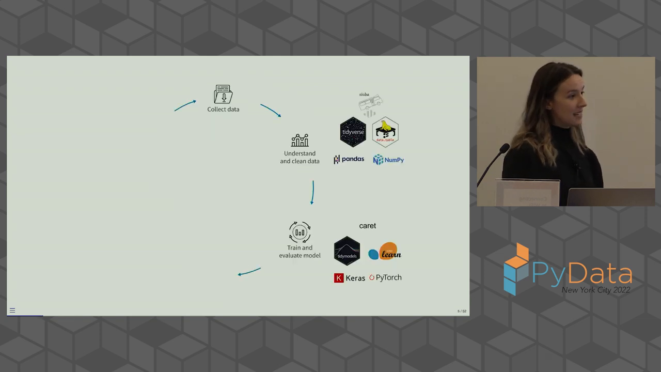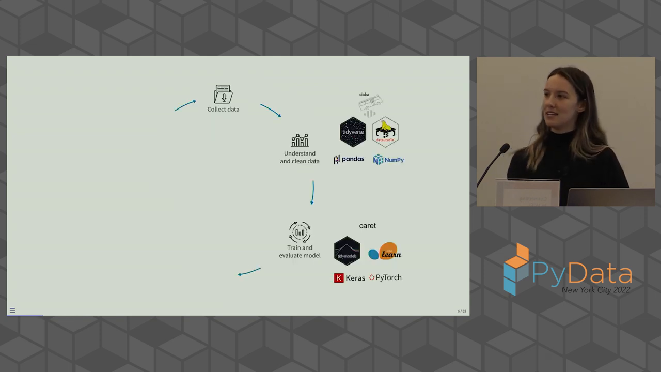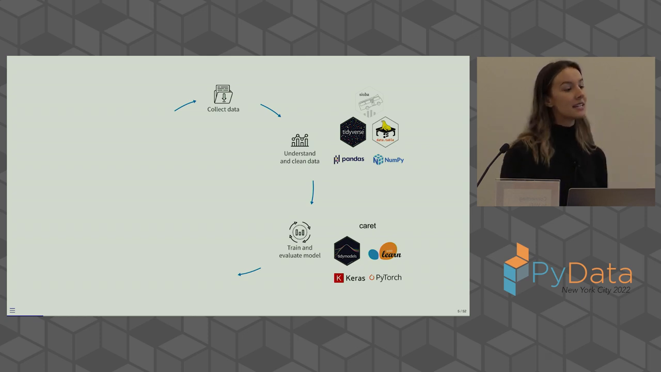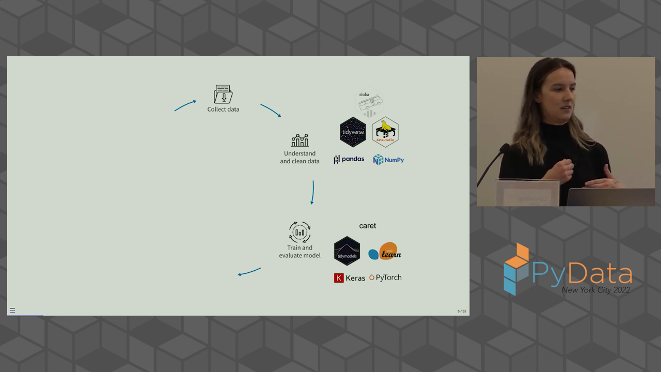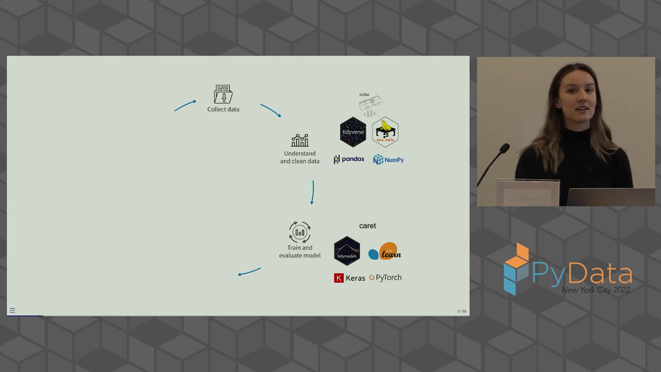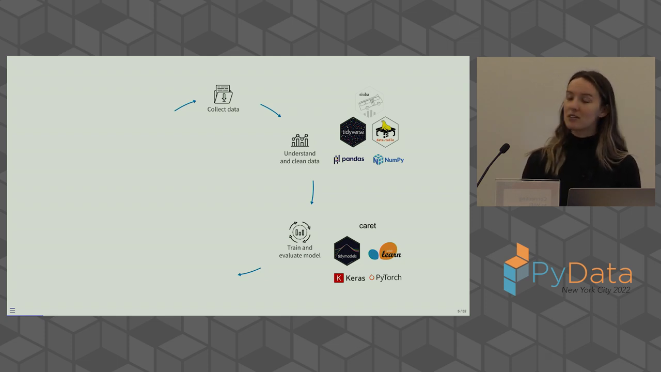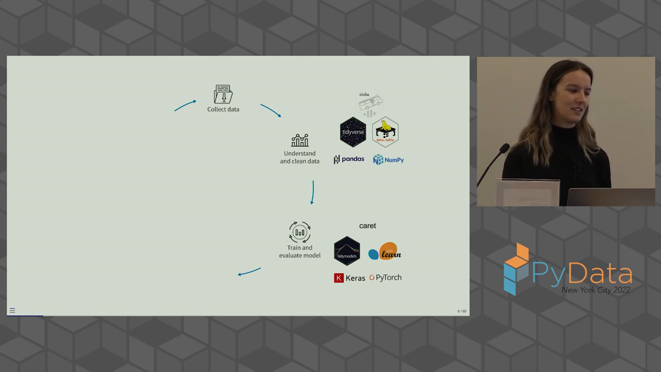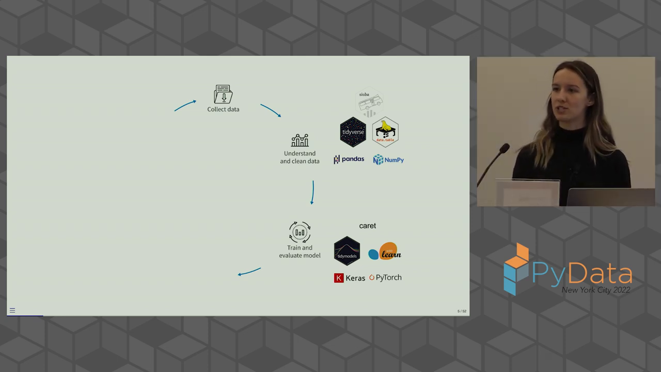But when I was learning about data science, I learned about a data science lifecycle that looked kind of like this. So you start by collecting data, you understand and clean the data using tools like the tidyverse or data.table if you're in R, or if you are in Python, it's things like pandas, numpy, seaborn. From there, you're going to train and evaluate your model. Once again, in R, you're going to be using tools like tidymodels and caret. In Python, that's things like scikit-learn or PyTorch.